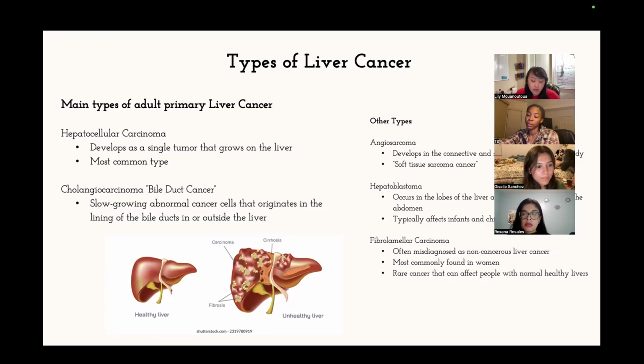We then have cholangiocarcinoma, which is a slow-growing cancer that begins in the lining of the bile ducts, either inside or outside the liver, and it often causes bile flow obstruction, leading to jaundice, itching, or abdominal discomfort.